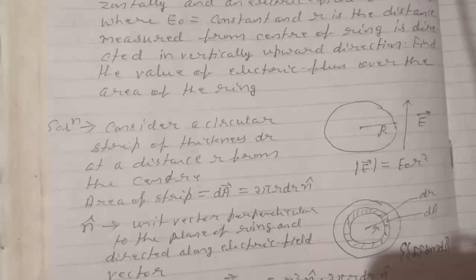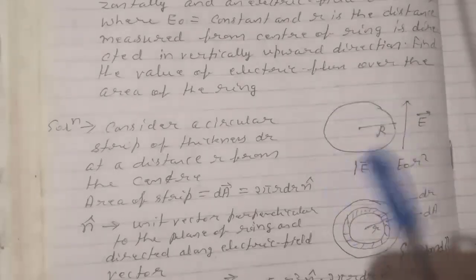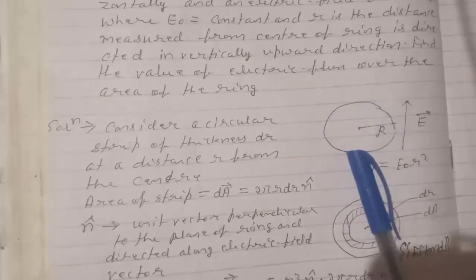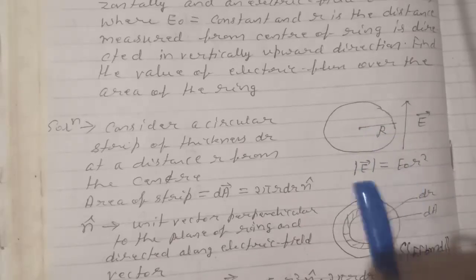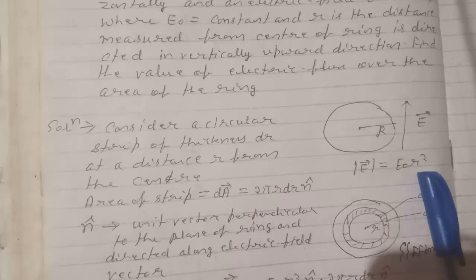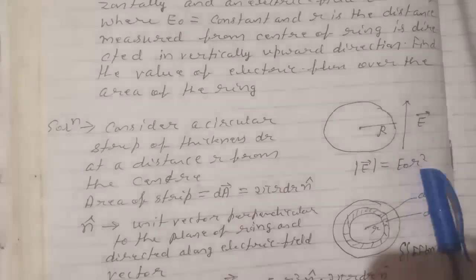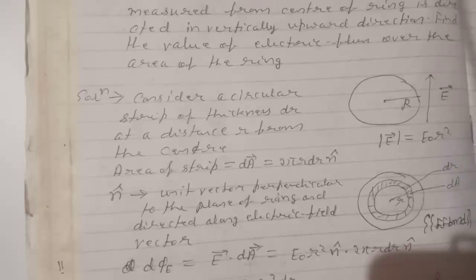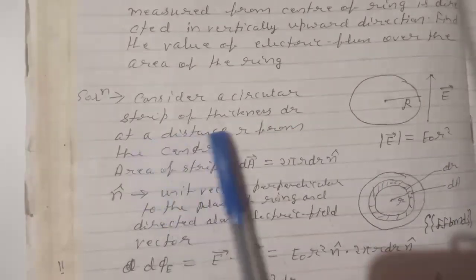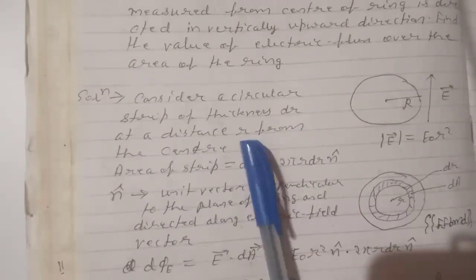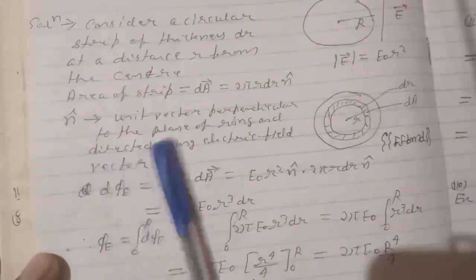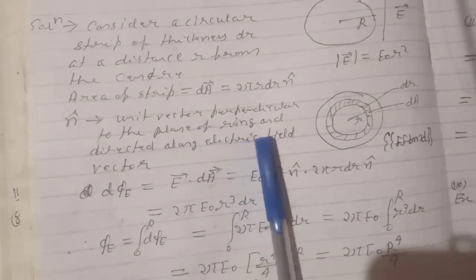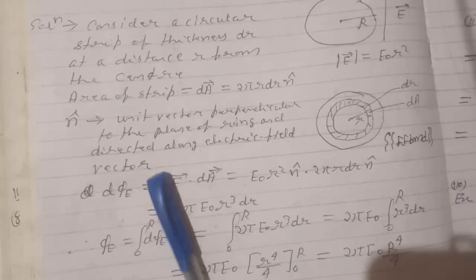Here it is shown that the ring is placed in the plane of the paper, and the E vector is perpendicular to the plane of the paper, and the value of the E vector is given by E naught into r square. That is, the value depends on r. Now consider a circular strip of thickness dr at a distance r from the center. Area of the strip dA vector is 2 pi r into dr into n cap, where n cap is the unit vector perpendicular to the plane of the ring and directed along the electric field vector.